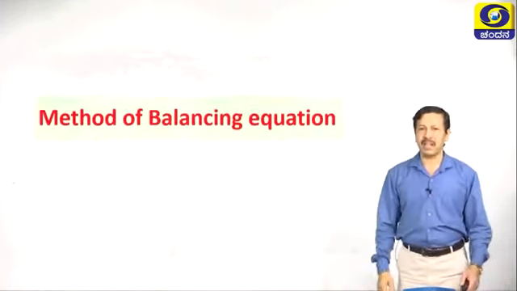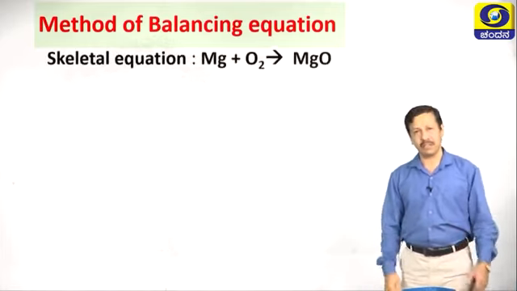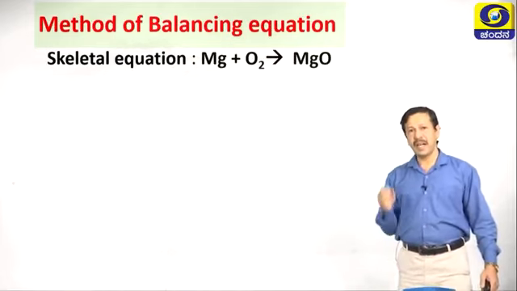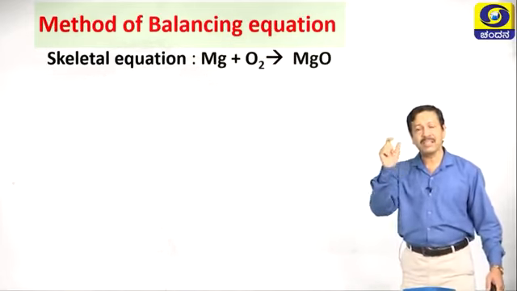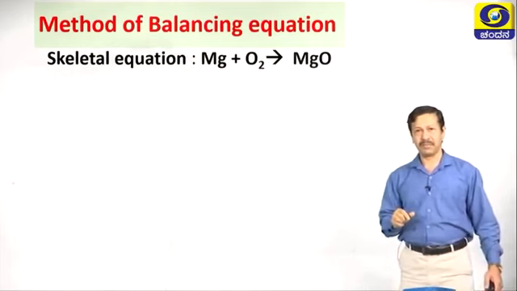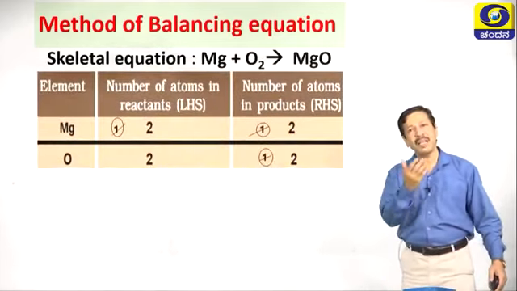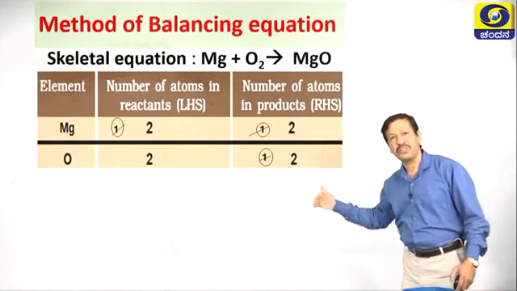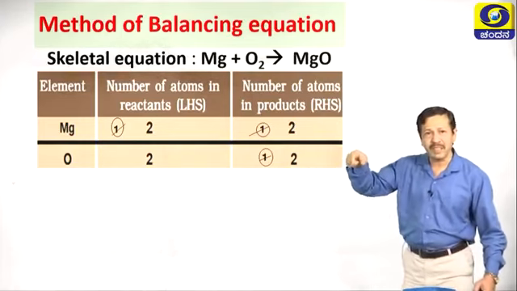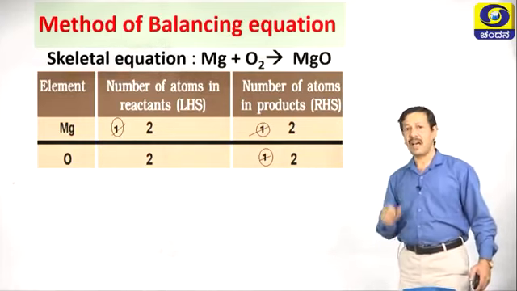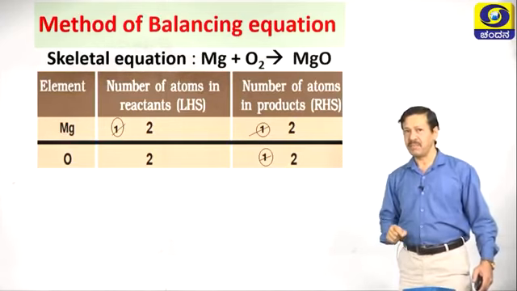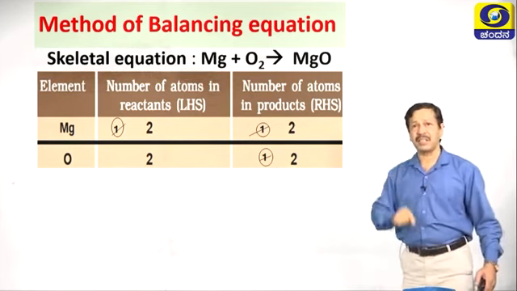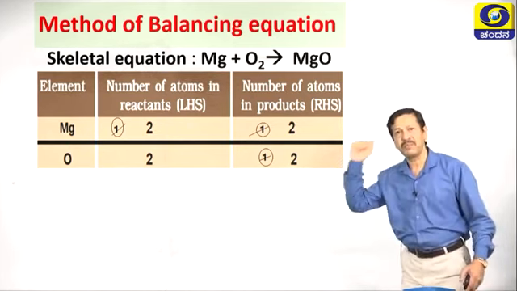Now, let us move on to the next slide, that is the method of balancing the equation. First, you have to write the skeletal equation. It represents what the reactants and products are. First, you have to tabulate each one like this. For the element, first you write magnesium, then oxygen. Number of atoms present in the reactant left hand side, I listed 1 magnesium, oxygen 2. Number of atoms in the product side, both are 1 each.